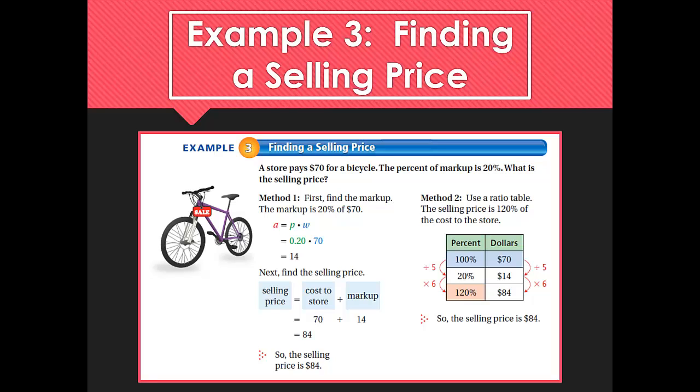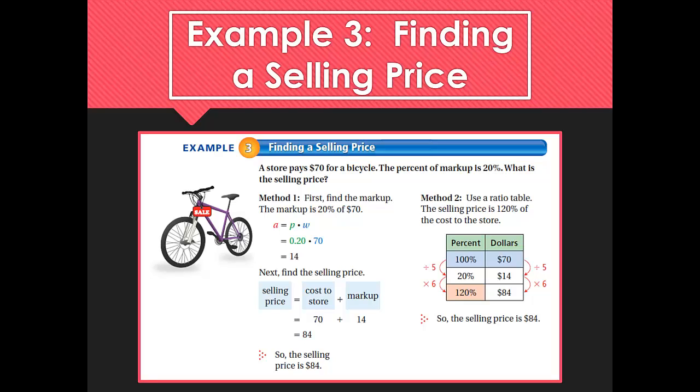Now we'll find the selling price. The selling price will be equal to the cost to the store, and the cost to the store was $70, plus our markup, which is $14, and 70 plus 14 is 84. So the selling price is $84.